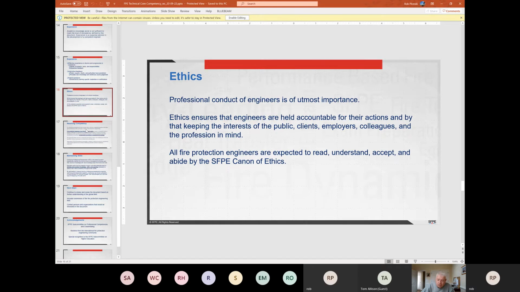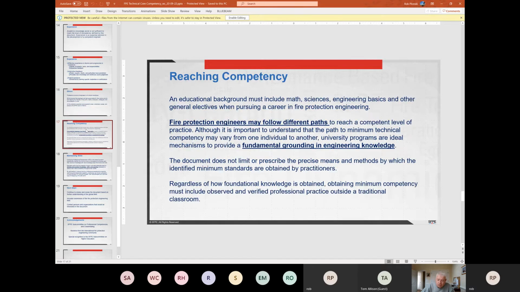Next one, reaching competency. As I mentioned earlier, and this is just a rehash of some of those things, reaching competency. An educational background must include the math, science, engineering basics, and other general electives when pursuing a career in fire protection engineering. This is the fire protection engineering side. This is the part where we're drawing the line in the sand associated with engineering, not the specialist, and we're looking at the engineering aspects of it.